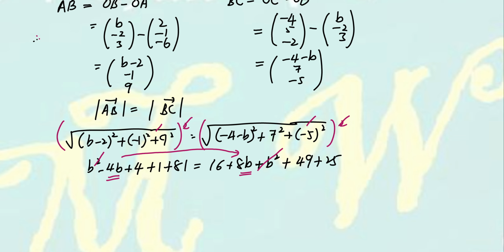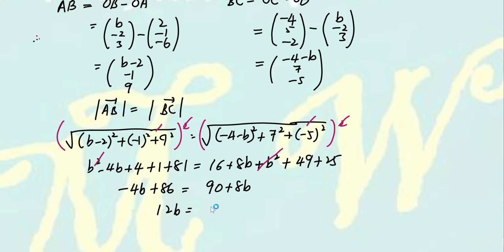Okay, or probably I don't want to do this first. I simplify first because there are so many constants there. So what I need to do here is minus 4b, 81 plus 5, that is 86. Then 16 plus 45 plus 49 plus 25, that is 90. So 90 plus 8b. Okay, then group the b one side becomes 12b, and then 86 minus 90, that is minus 4. That means now my b is minus 4 over 12. That is minus 1 over 3.